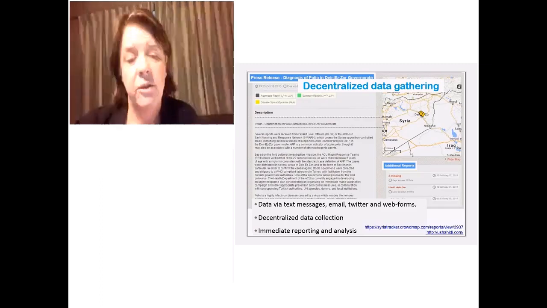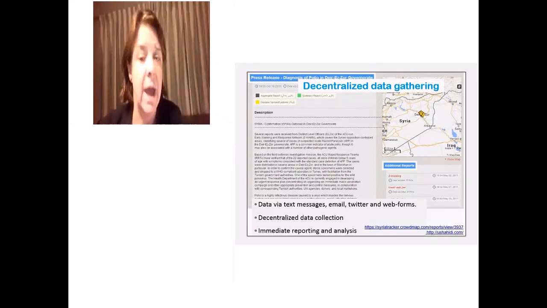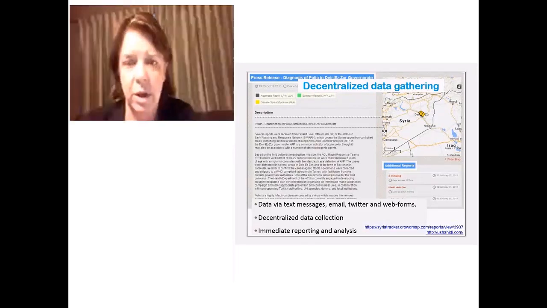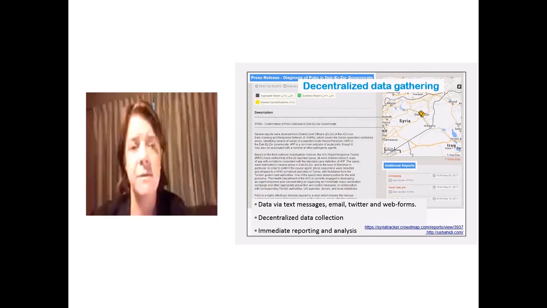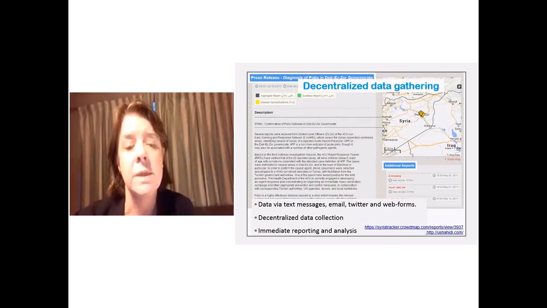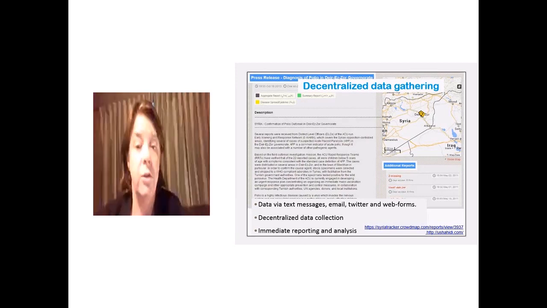There's also some fantastic work going on in decentralised data gathering. So it's not so much your evaluation team going out with a clipboard or a mobile phone to collect data, but drawing on data from a range of people who are already out in the field. This is an example that's looking at the reports of polio in Syria. Clearly there's massive difficulties in going out into the field. So they were collecting data through a variety of means: text messages, email, Twitter and web forms to do mapping around it.